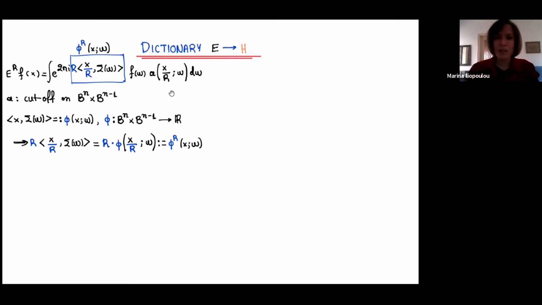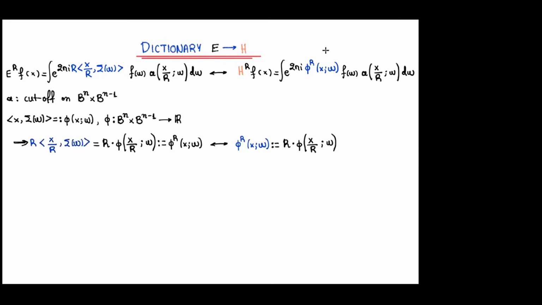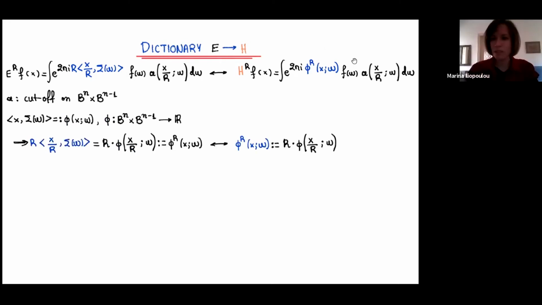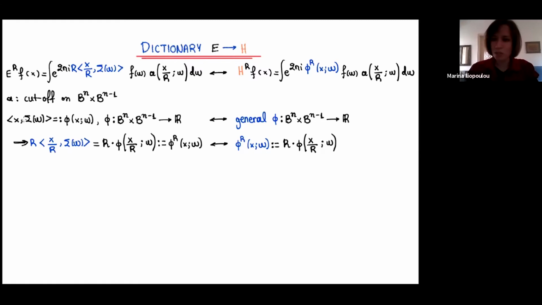Now the Hörmander operator comes by essentially replacing this specific phase function with a general phi^R, where phi^R is defined pretty much the same way as before, but for a general smooth phi. So while before the smooth phi was an inner product of something with a fixed surface, now it's just a general smooth function. And the cutoff is just like before, because we want to localize in a big ball of radius R.